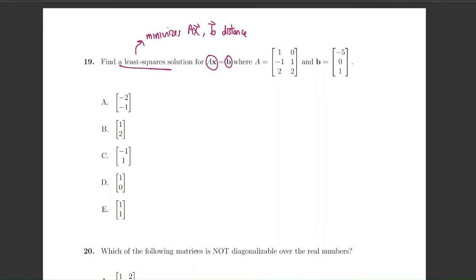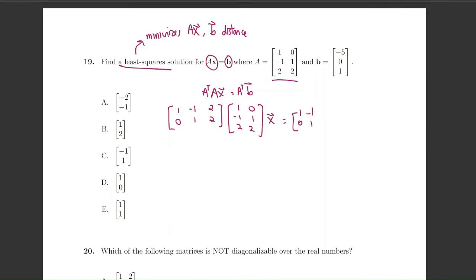Okay, and so the way we do that is we multiply both sides by A transpose, and then we solve for x. So A transpose, right, we just flip this matrix across the diagonal. We get 1, 0, negative 1, 1, 2, 2, times A, which is 1, 0, negative 1, 1, 2, 2, times x equals A transpose times b, which is 1, 0, negative 1, 1, 2, 2, times negative 5, 0, 1. Okay, so when we do that multiplication, we get 6, 3, 3, 5 times x y equals negative 3, 2.